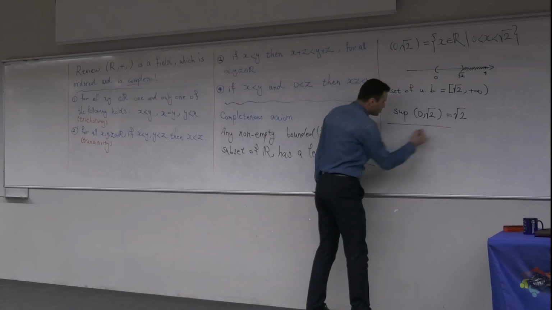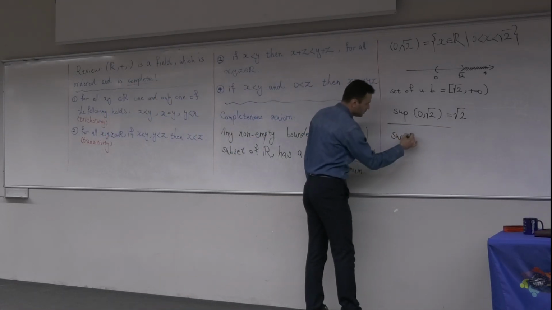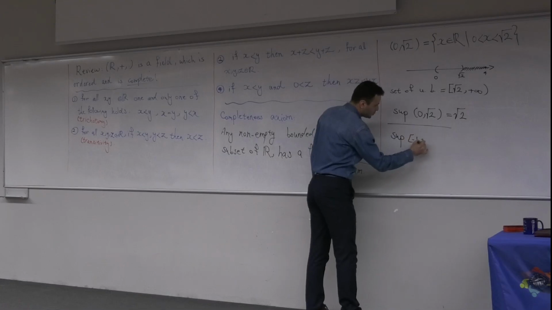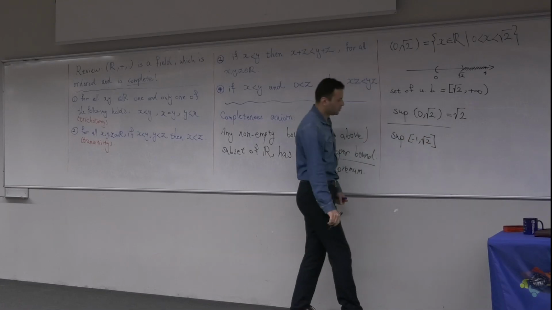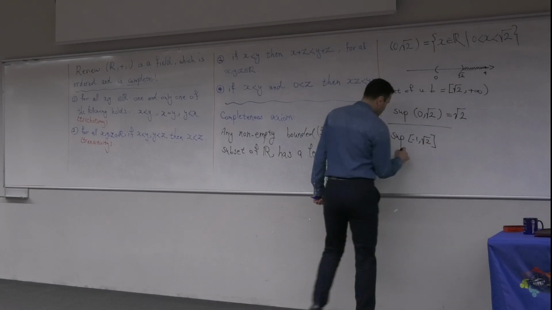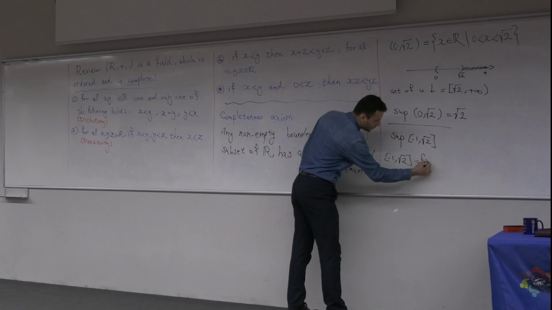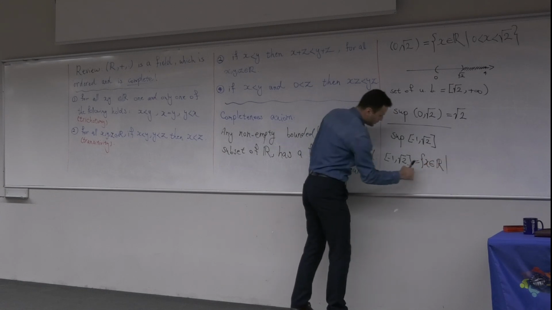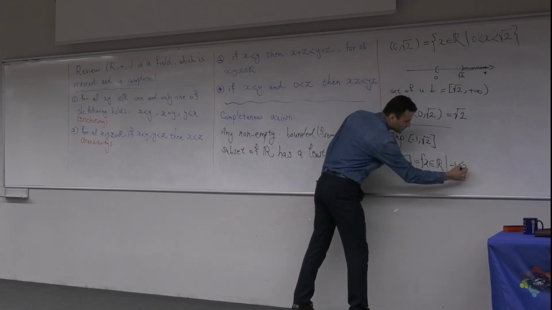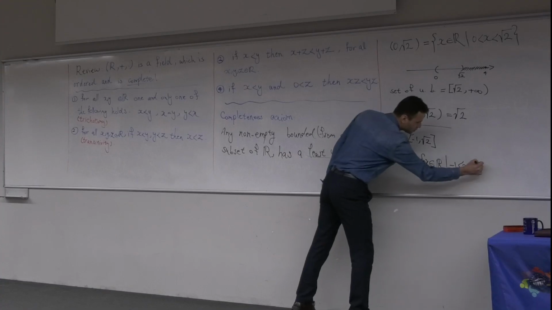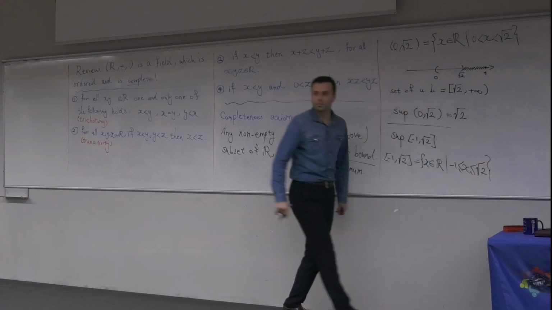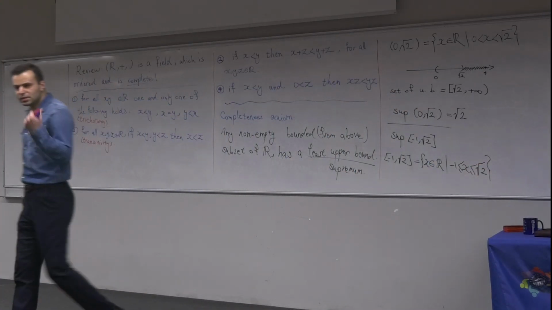Can you tell me about the supremum of this set? Minus 1 and the square root of 2. This set is going to be the interval from minus 1 to the square root of 2. This is the set of all real numbers x such that they are greater than or equal to minus 1 and less than or equal to the square root of 2. Is this a non-empty set?